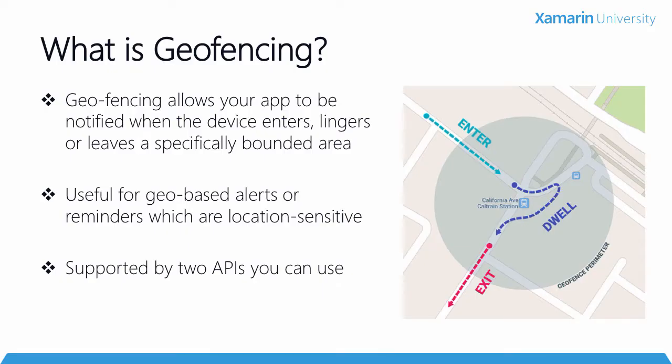So let's start by defining what we're talking about. A geofence is a defined region around a GPS location that can be registered with Android so that your application can receive notifications when the device enters or leaves that region.